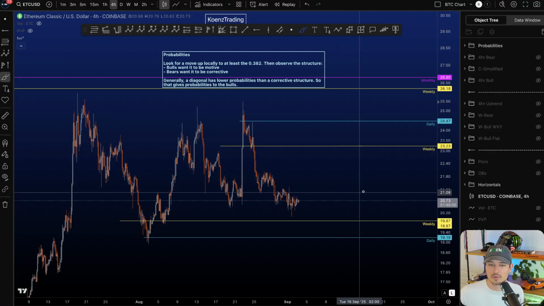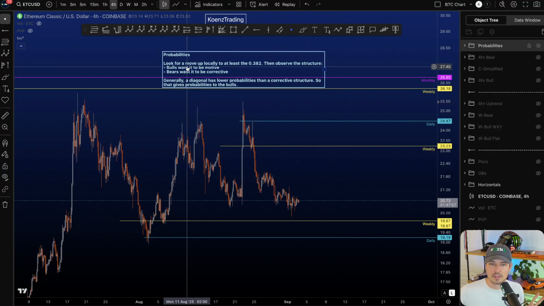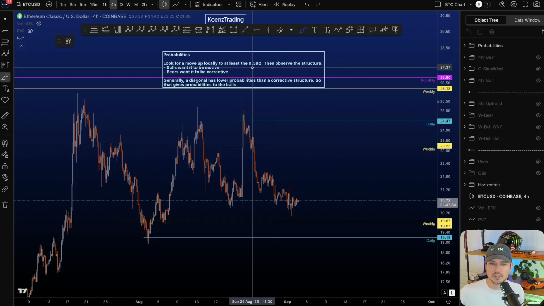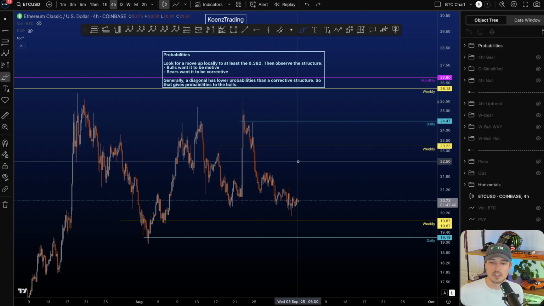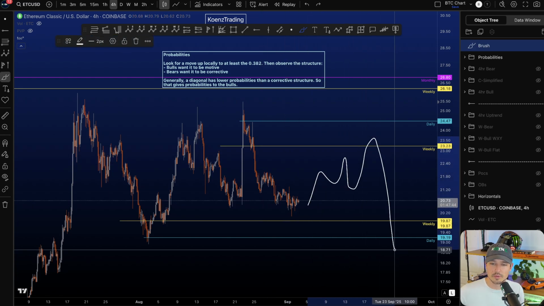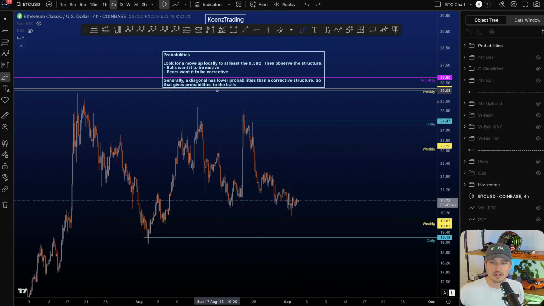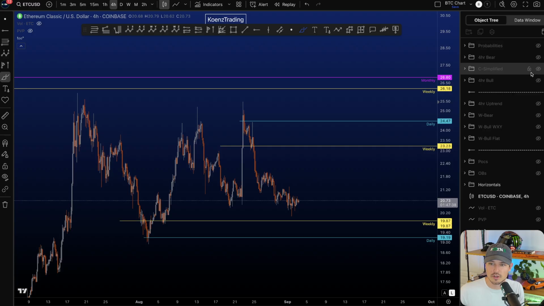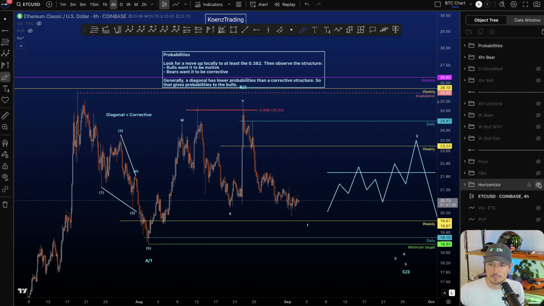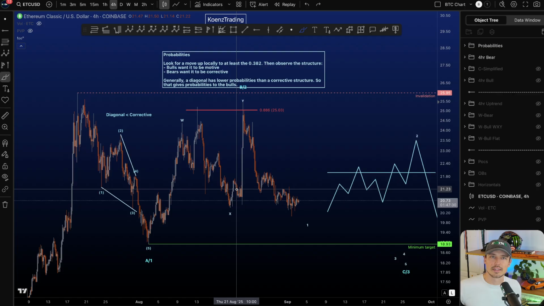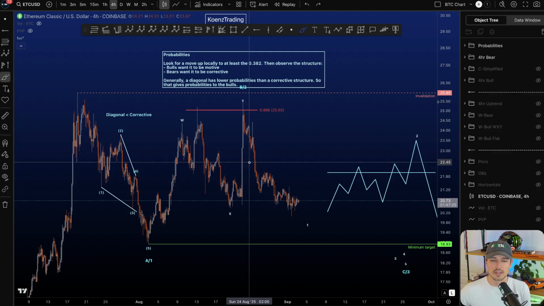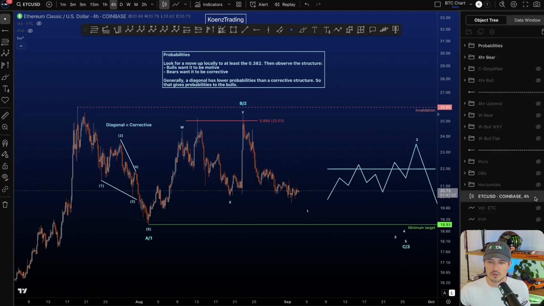Almost forgot that I also have some horizontal levels here on the chart. So looking for a move to the upside locally to at least a 0.382, then observe the structure. Bulls want it to be motive, so an impulsive move up, corrective move down, continuation. Bears want it the other way around. They want a corrective structure to the upside and then look for price to move down. Generally a diagonal, which is the bearish scenario, especially a leading diagonal, has lower probabilities than a corrective structure. So that in general would reduce the probabilities for the bears, increase the probabilities for the bulls.